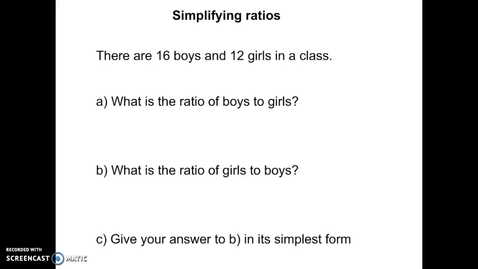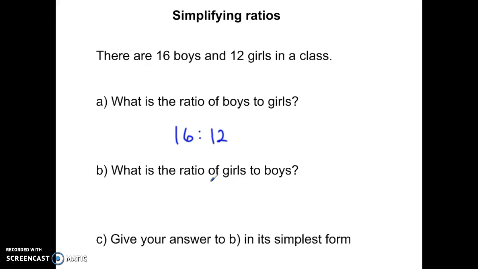So this is the sort of thing that we might get asked in one of the easier questions. 16 boys, 12 girls in a class. What's the ratio of boys to girls? So in this question, because boys are mentioned before girls, in our answer we need to give the boys' number before the girls' number and just separate the two of them with a colon, just like that.